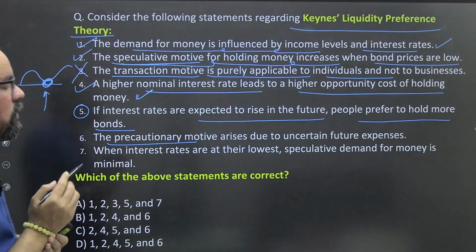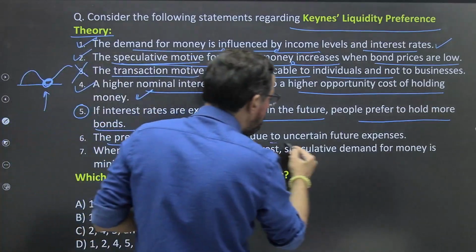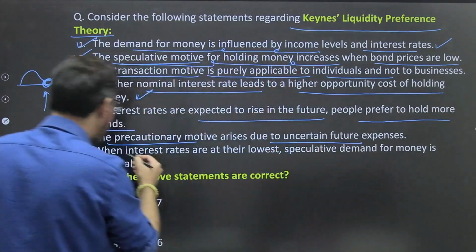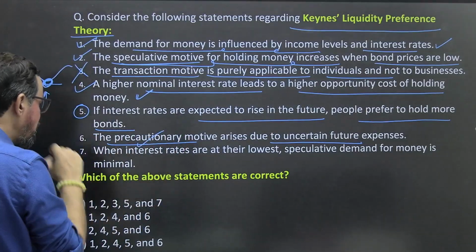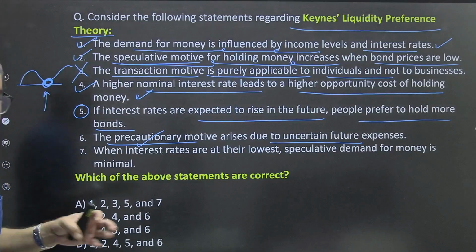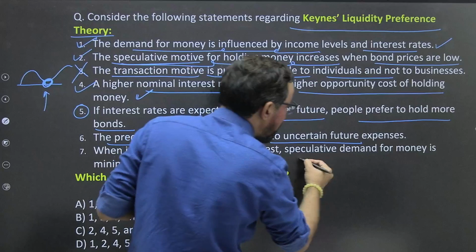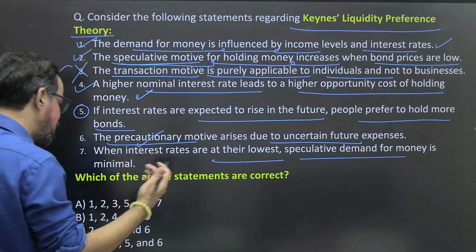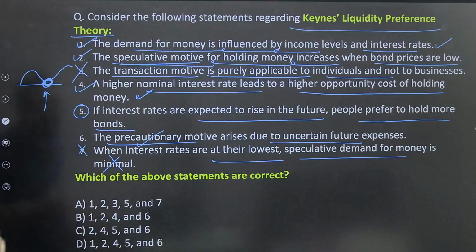I'll just cross check this particular one. The precautionary motive arises due to uncertain future expenses. This is 100% true. When interest rates are at lowest, speculative demand for money is highest. No, it is highest, not minimal. So this makes this particular statement wrong.